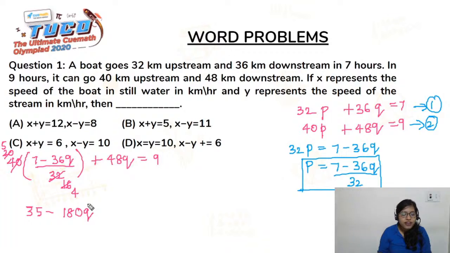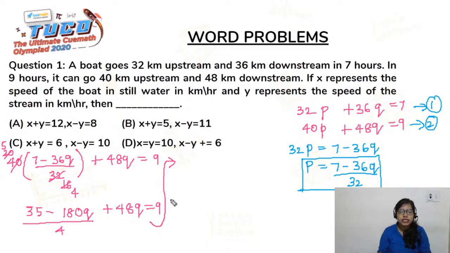Let me check. 6 times 5 is 30. 5 times, yes. So divided by 4 plus 48q is equal to 9. Okay. And now from here, I am going to go ahead and solve it further. I'm going to take the LCM. So when I take the LCM, I get 35 minus 180q, and 48 times 4 would give me how much?